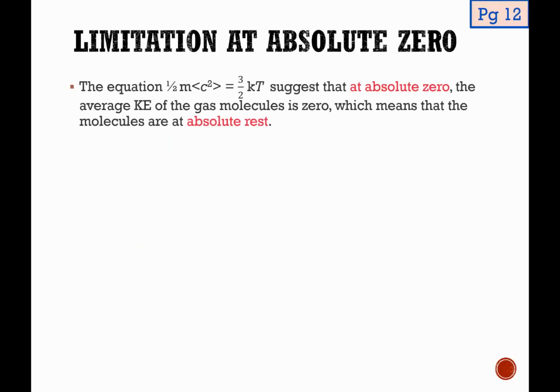However, there are also some limitations when applying this formula. But first and foremost, correct this particular typo in your lecture note. The formula should be half small mc squared equals 3 over 2 kT, instead of half big mc squared equals 3 over 2 RT.